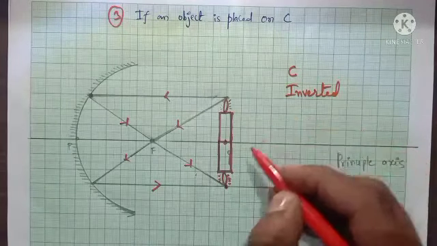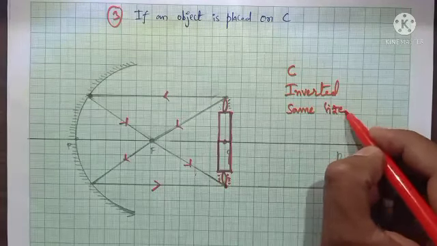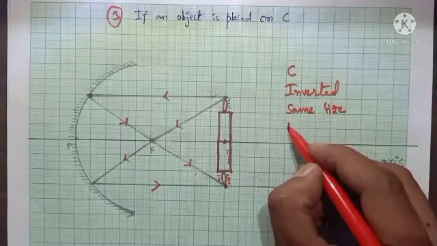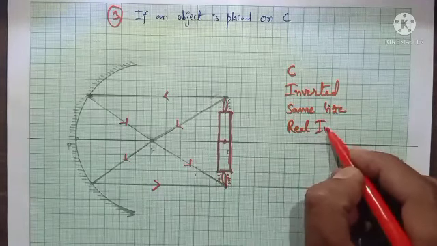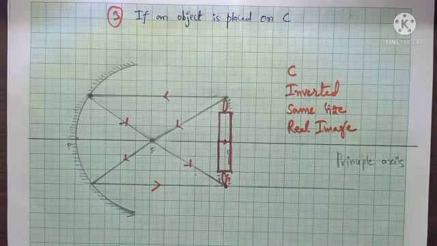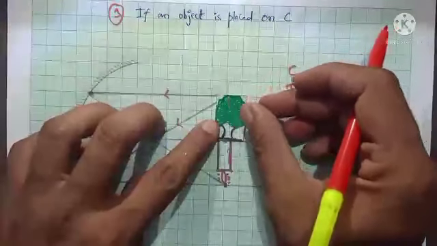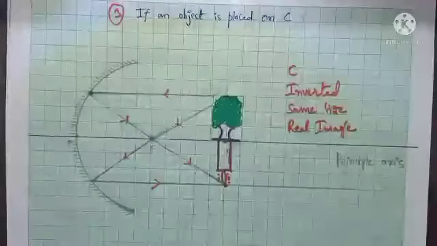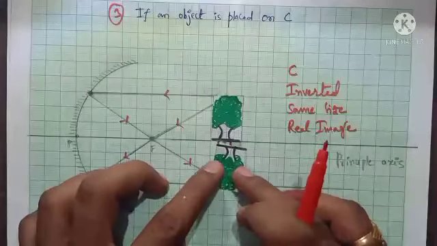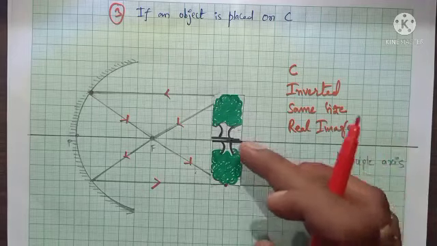and the size of the image is the same size as the object. Then it is a real image. These are the four properties of the image. If you take another example, this is a tree-shaped diagram I have taken. Here both of them look alike, the same size.